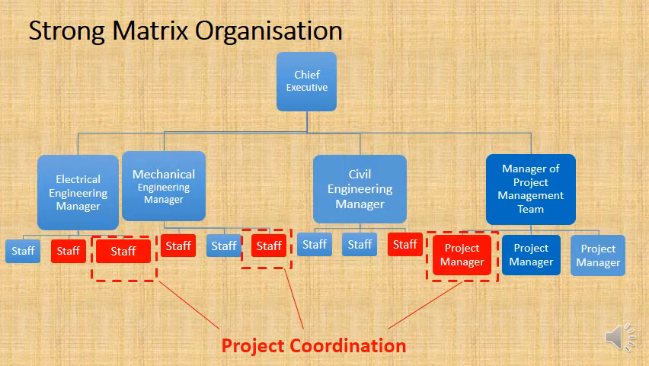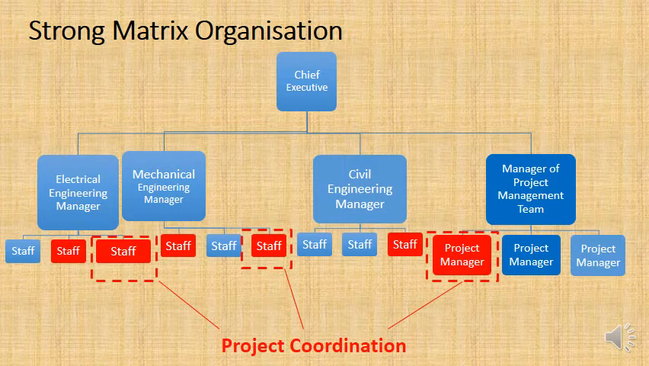See all those red staff? Who are they reporting to? Well, in terms of the project, they're reporting to the project manager. But in terms of their everyday work and their departments, they're reporting to their department managers, the electrical, mechanical and civil engineering managers. So what happens when you have 2 bosses? Well, this is a problem with all of the matrix organization structures.